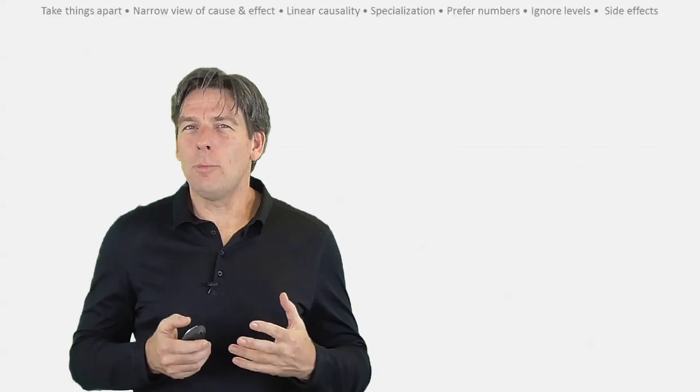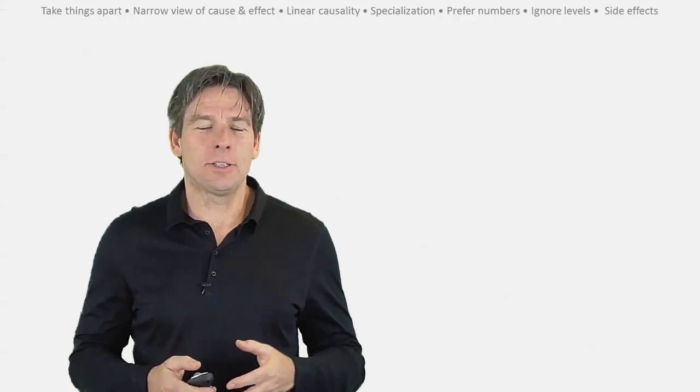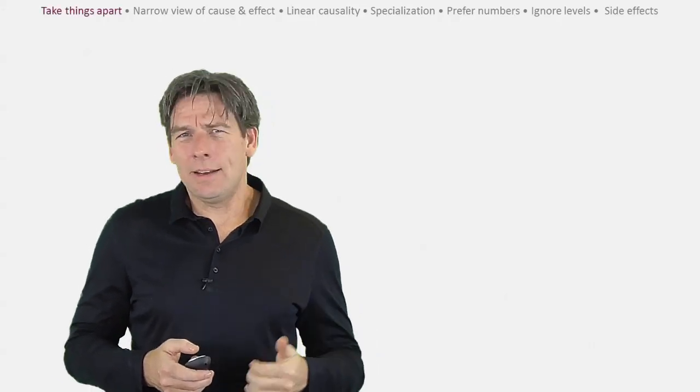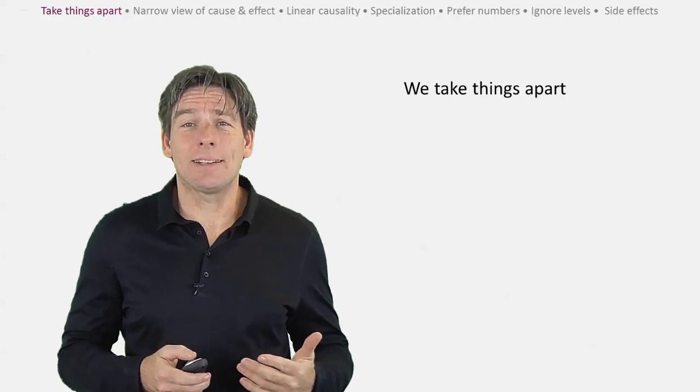There are several common ways of thinking that lead to inaccurate mental modelling of complex situations. Here are the top 7. 1. Our natural reflex when faced with something we don't understand is to take it apart.